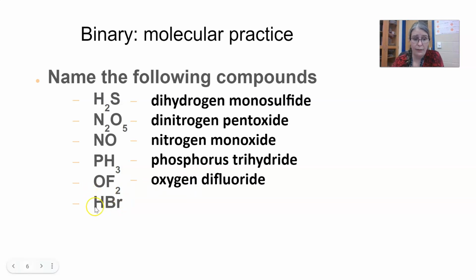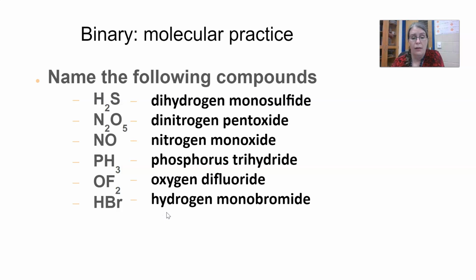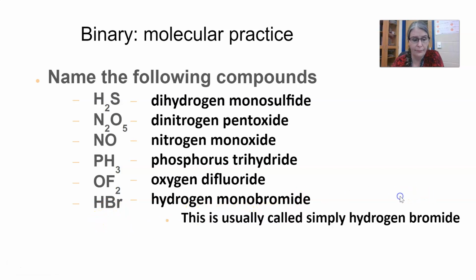And my last one here, if this is a gas, is hydrogen monobromide. If you see this in water, it's acting as an acid, and it has a different naming structure that we'll talk about coming up shortly. But if it doesn't tell you to name it as an acid, it's just hydrogen monobromide. Sometimes, often, actually a lot of the time, you'll hear this just called hydrogen bromide. As a gas, sometimes you hear this just called hydrogen sulfide.